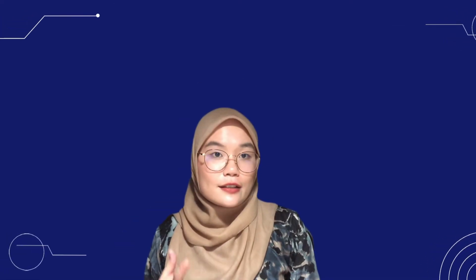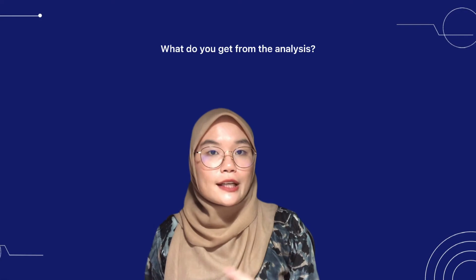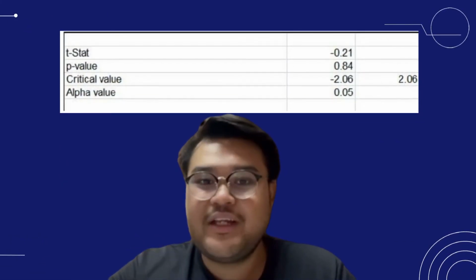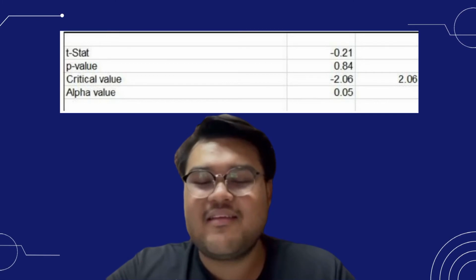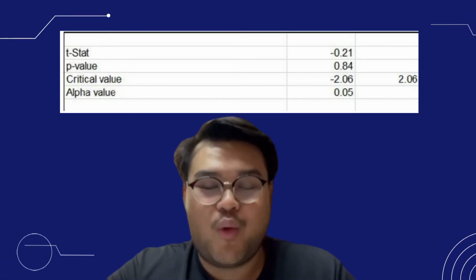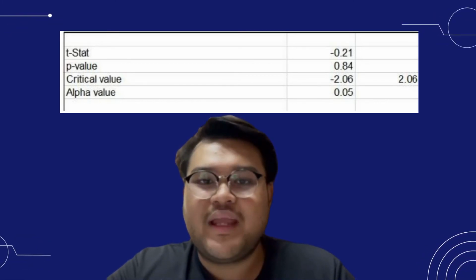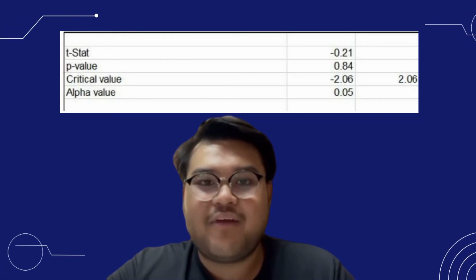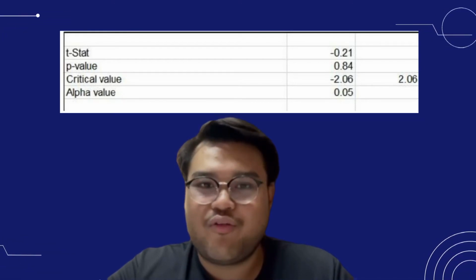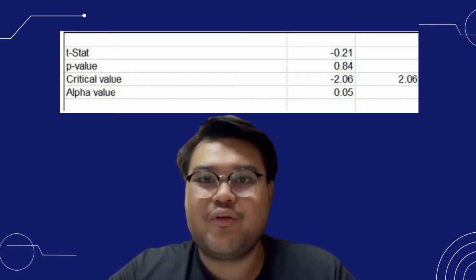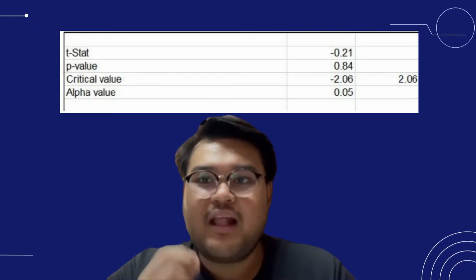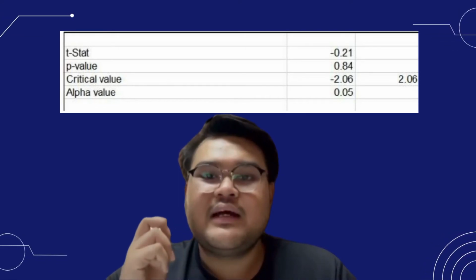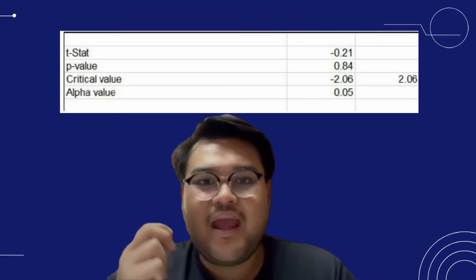Okay, now I understand. So what do you get from the analysis? Before we get the data, we set the alpha at 0.05. After that, the data that we retrieve is the t-statistic at negative 0.21, p-value at 0.84, and the critical value at negative 2.06. However, because we are using a two-tailed test, the critical value will be positive and negative.